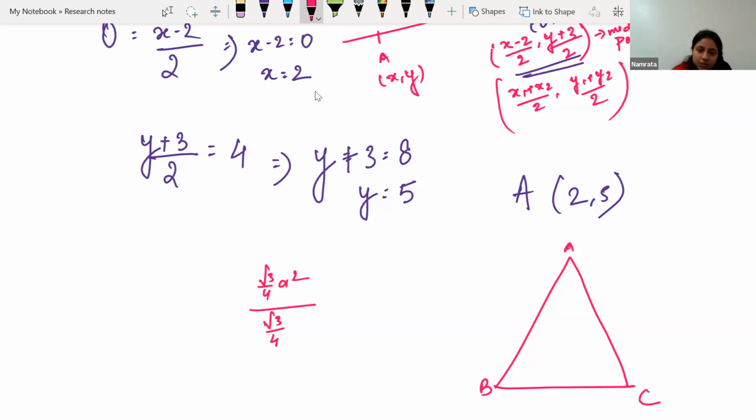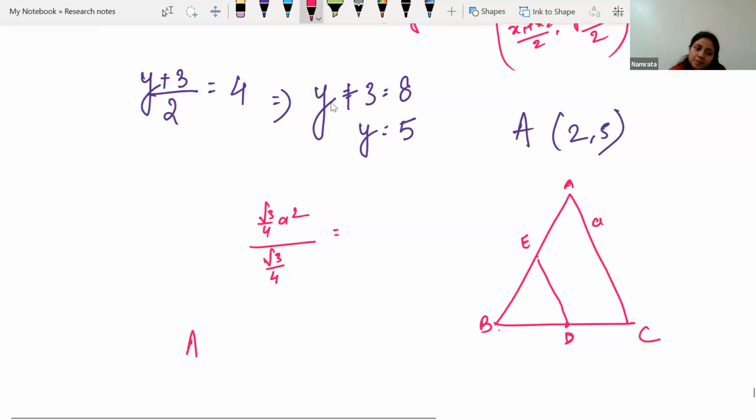D is the midpoint of BC. Yeah, ma'am. B, D, E. Like this we are having two triangles, right? So for the first triangle you have taken the side as a. Area of triangle ABC by area of triangle BDE. And then I took root 3 by 4 BC square by root 3 by 4 BD square.